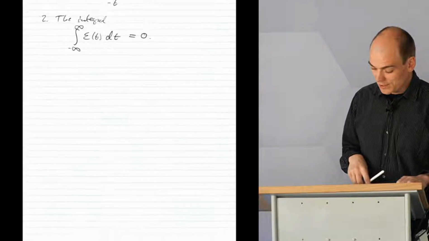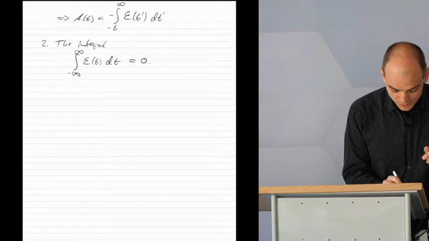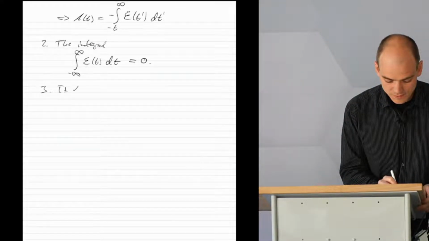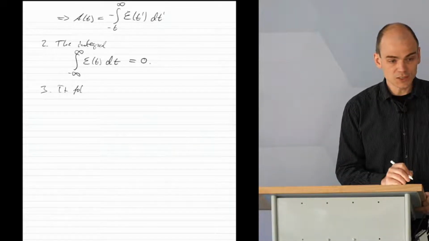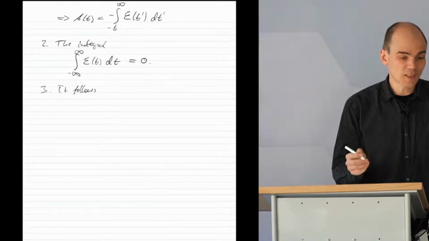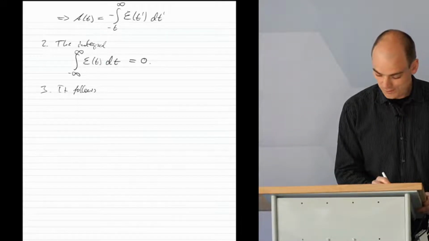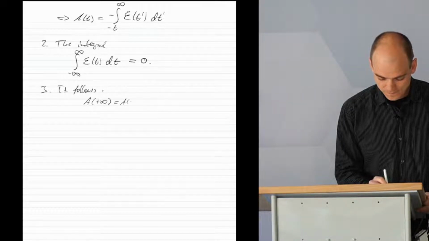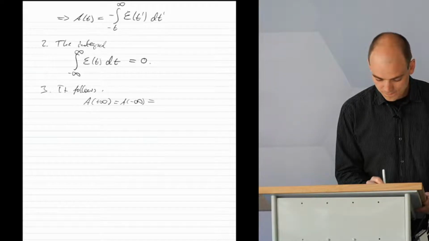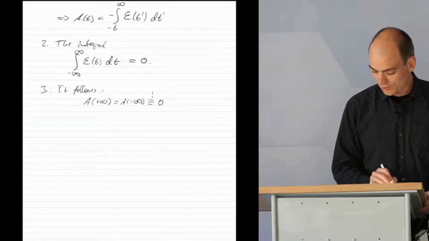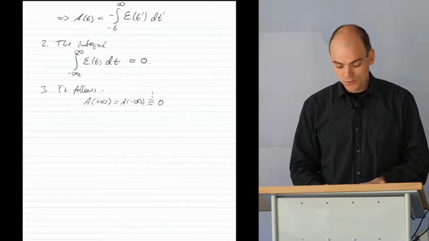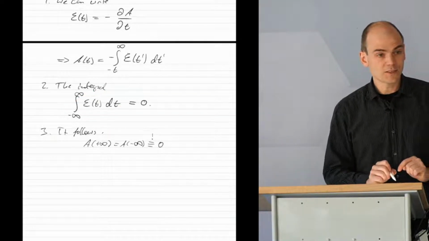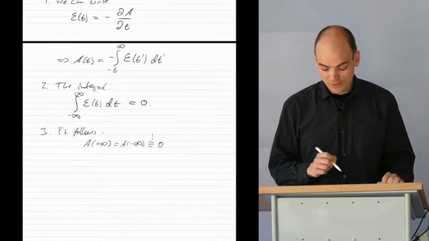Okay. So this integral vanishes, and from this it follows that the vector potential at plus minus infinity equals 0, or some value that we can choose to be 0. So we can choose it to be 0. You just plug in the definition of the vector potential into this integral, and then you get the limits at minus infinity and plus infinity, and you find that it's the same value.